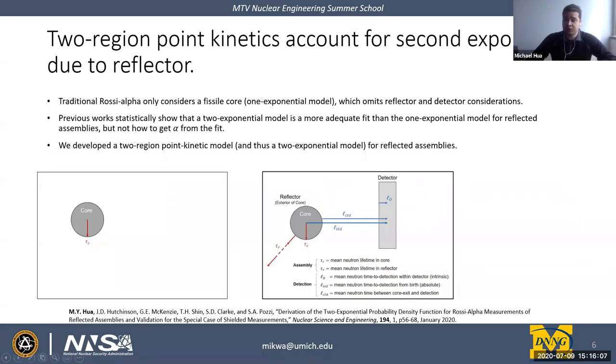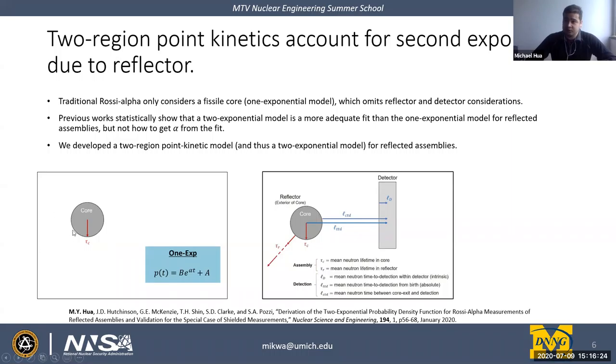Originally, the Rossi alpha method was developed for a single region, so just a core with some lifetime in the core. And with one region, we got one exponential. And this is the same function that I showed a couple slides ago.